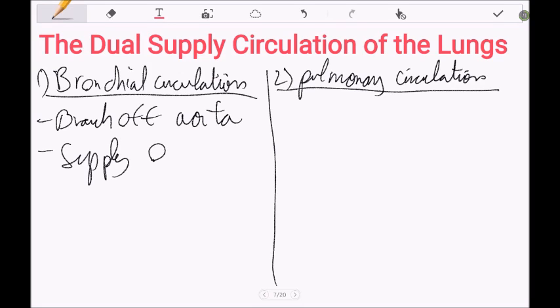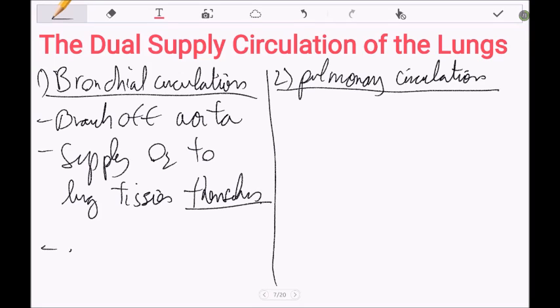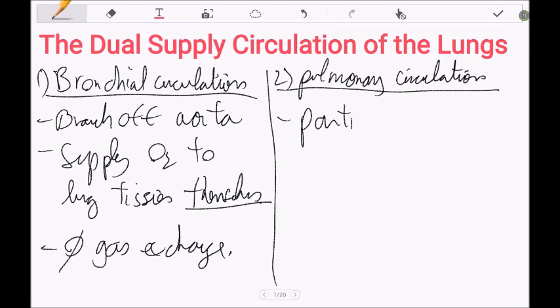So it supplies O2 to the lung tissues themselves. Okay, and these ones do not participate in gas exchange. So no gas exchange from the bronchial circulation. The pulmonary circulation obviously arises from the pulmonary artery, right? Because that's where the blood goes into the lungs. And it participates in gas exchange, right? So this is the whole normal circulation of the blood and the lungs, like we talked about.